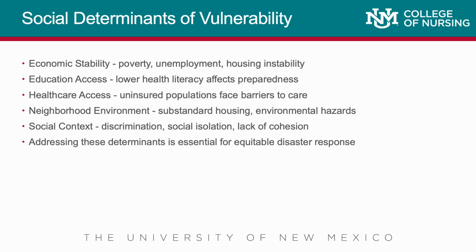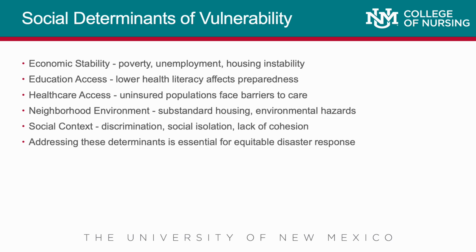To truly understand disaster vulnerability, we need to look at the social determinants of health. Economic stability is fundamental. Poverty increases risk and slows recovery. Education affects health literacy and the ability to act on emergency instructions. Healthcare access is critical for those who are uninsured. The neighborhood and built environment, such as substandard housing, also matters enormously. Finally, social and community context, including discrimination and isolation, affect resilience.